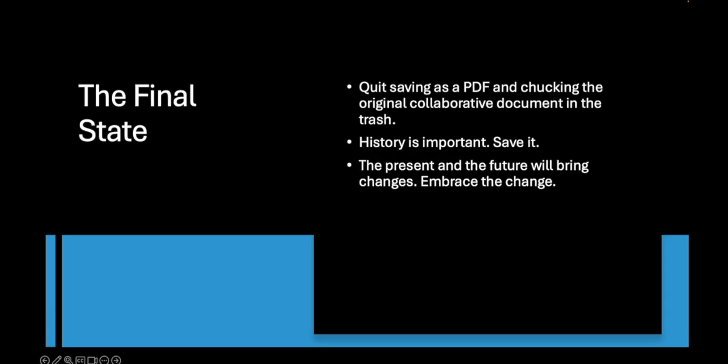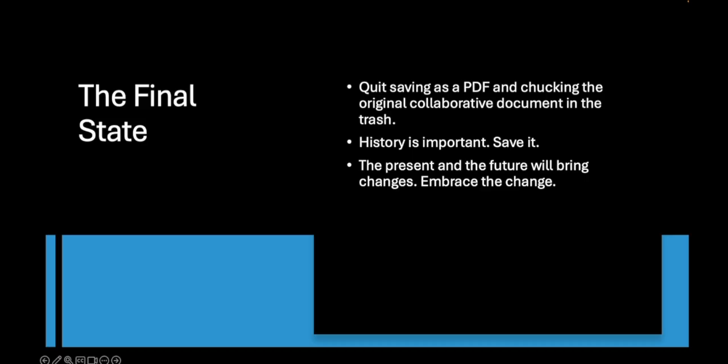All right, we're going to talk about the final state for a minute. The final state of the network diagram is usually in a PDF form. Stop saving the PDF and then getting rid of the original version of the document. This is pretty critical. Keep the original document, then save as a PDF.